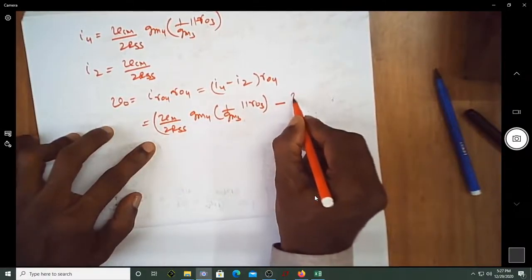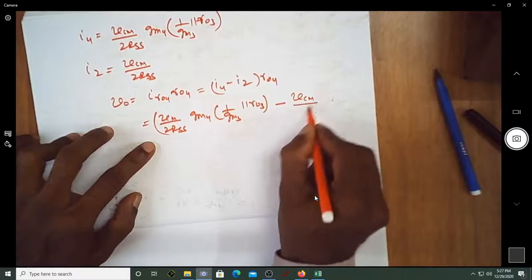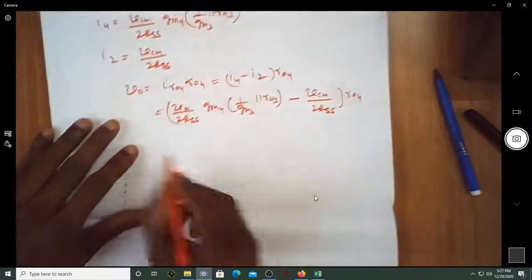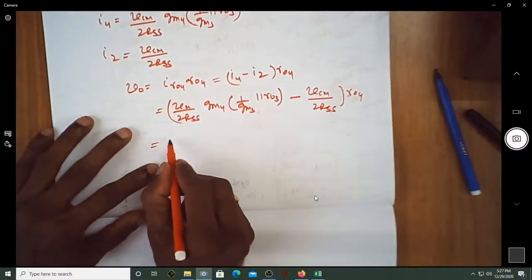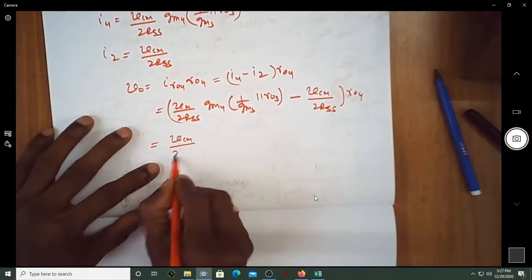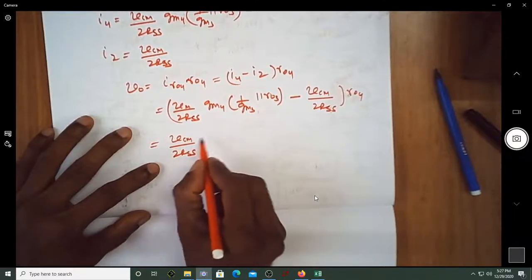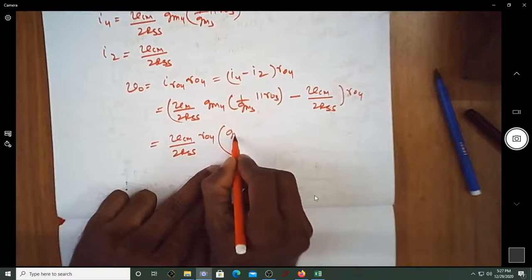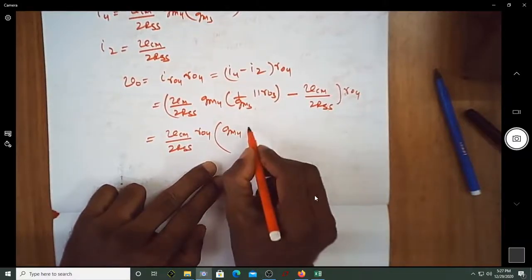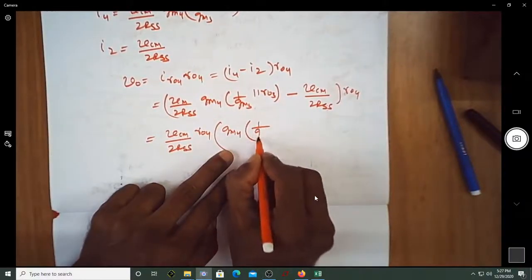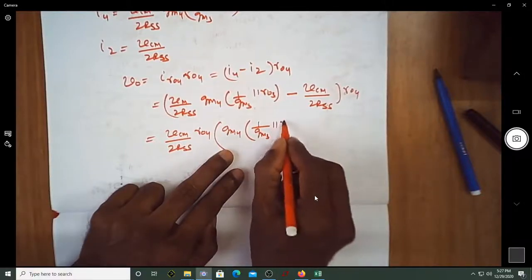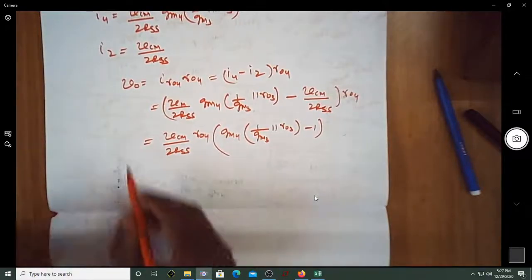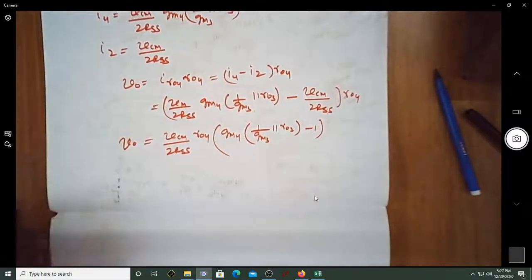Minus of I2, which is VCM by 2 RSS. This can be further written by taking VCM by 2 RSS as the common factor. Of course R04 is there as it is. Now I have GM4 multiplied by 1 over GM3 parallel with R03 minus of 1. This is what V0 is.